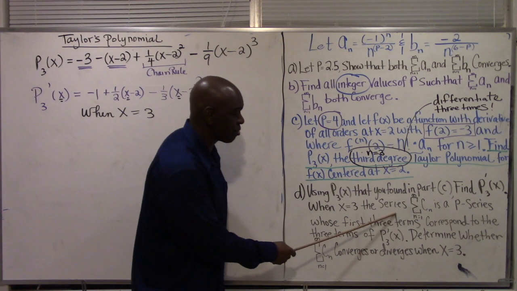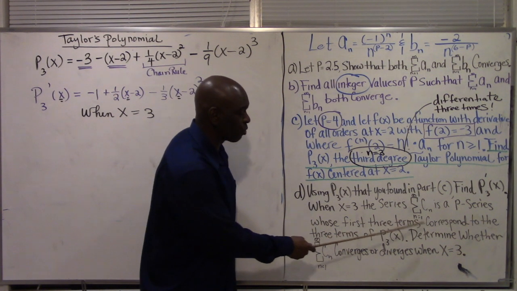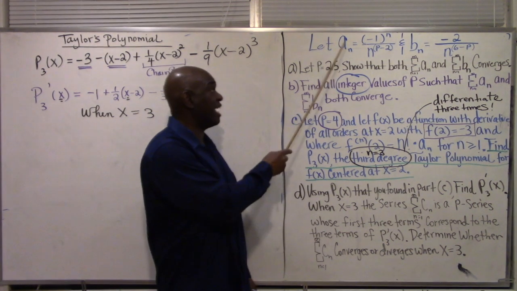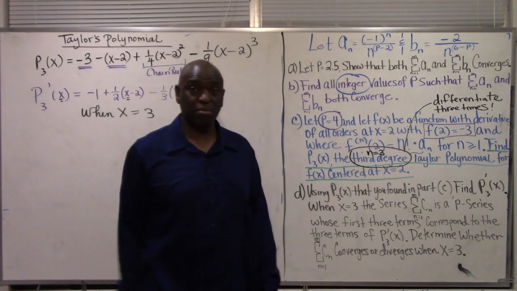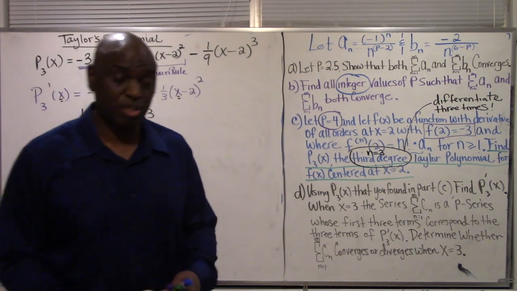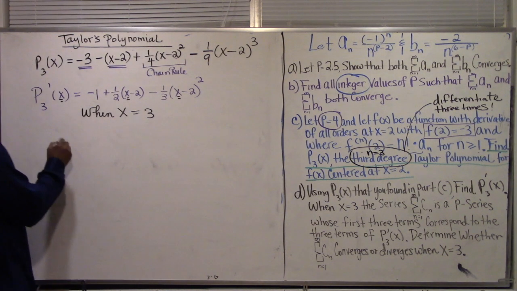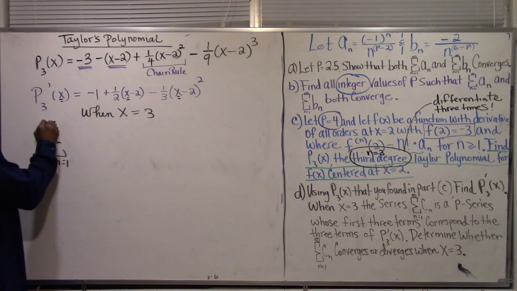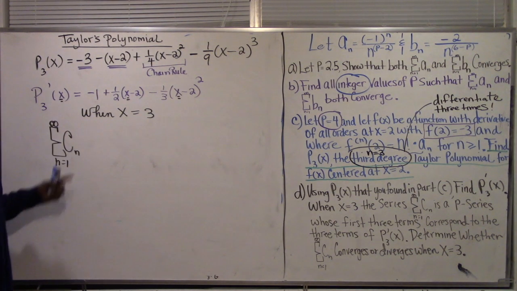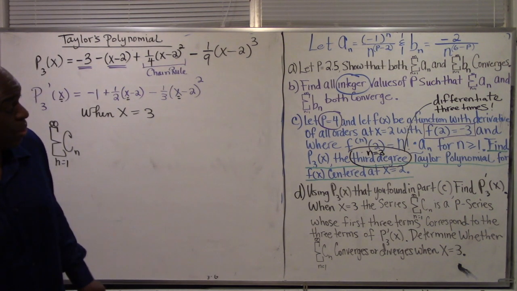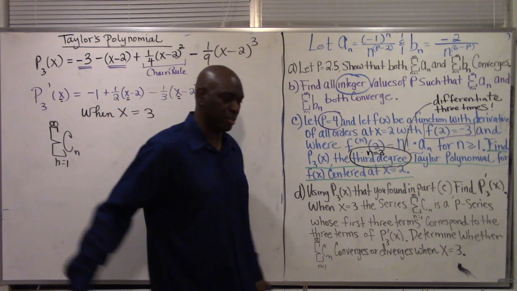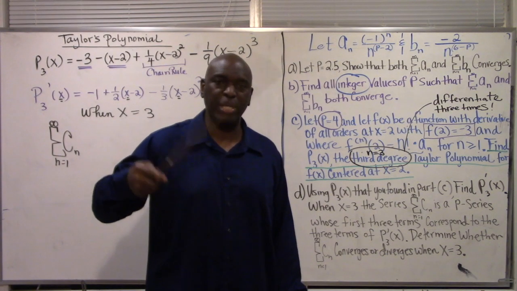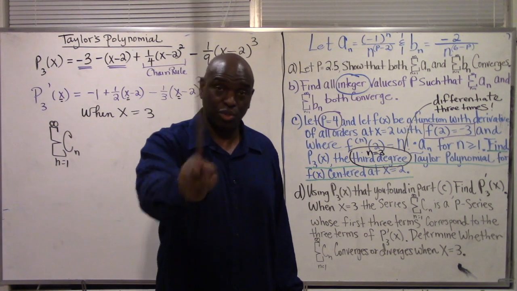The series n equals 1 to infinity of Cn. So now we're introducing a new series. It's not an, it's not bn, it's Cn. Let's write the series: n equals 1 to infinity of Cn. Alright, so this series is a p-series. We know what a p-series looks like. That's 1 over n to the power of p, where p is greater than 1.